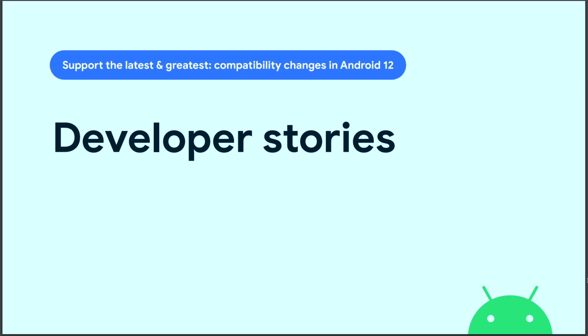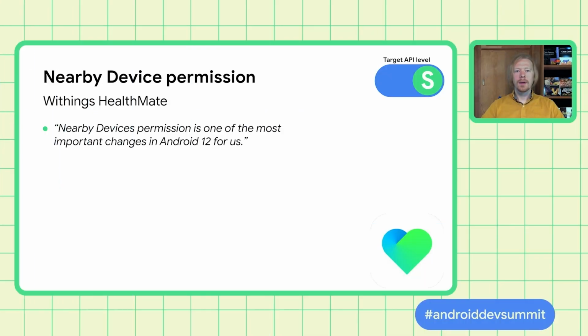Now we want to showcase developers that have already adapted to Android 12 changes so their users can take advantage of the new experience. Vsync HealthMate app allows users to connect and sync Vsync devices over Bluetooth. Android 12 introduces a new permission that decouples Bluetooth scanning from location permission. Location permissions and their relation to Bluetooth are difficult to explain to end users on the privacy level.